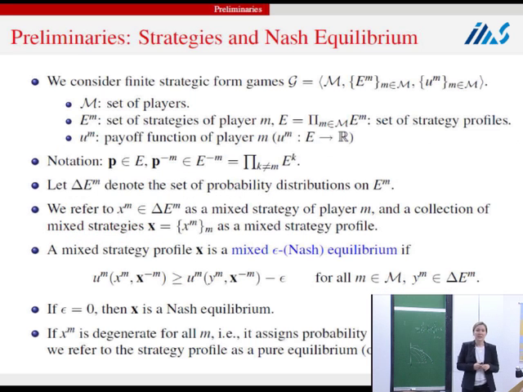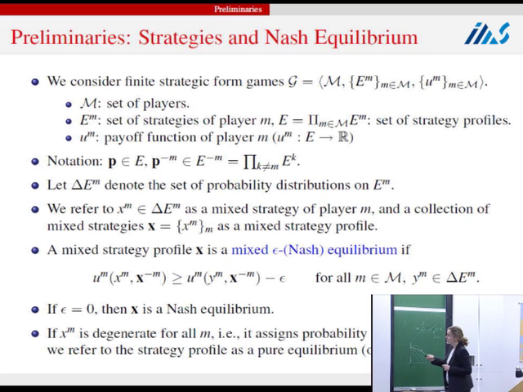So let me start with some preliminaries to set our notation and terminology. I'll be focusing on finite strategic form games represented by this 3-tuple. M here is the set of players. Em is the set of strategies. As usual, the product set here, E, is the set of joint strategy profiles. Um is the payoff function for player m, which is a mapping from E to R. It's a real valued function.